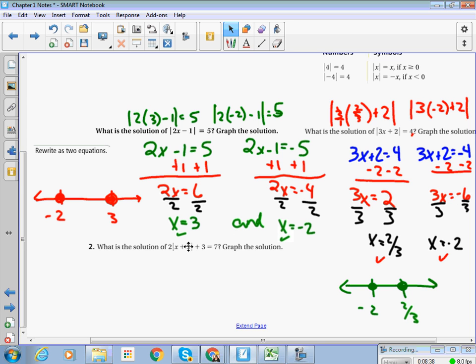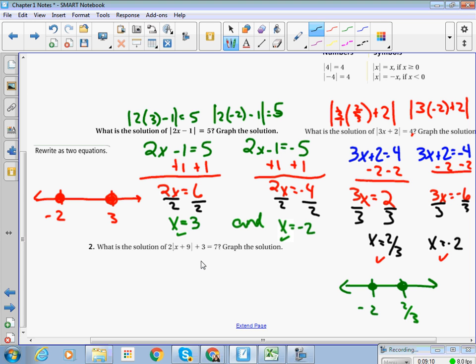All right, so here's a scenario where I have other shenanigans going on with my absolute value. So the first thing I do, before I do a positive and a negative, I'm going to add, subtract, multiply, and divide to get just the absolute value and what's inside on the left-hand side and everything else on the right. So make sure on your paper you write 2 absolute value of x plus 9 plus 3 equals 7.